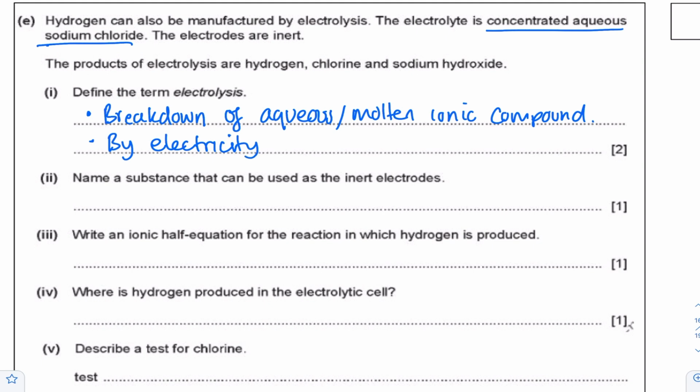Okay? Name a substance that can be used as the inert electrodes. You could have platinum. In this case, we're going to say graphite. You need to be very careful here. If they say name a metal that can be used as the inert electrodes, it must always be platinum. However, the fact they've put a substance here, you can say graphite, not a problem.